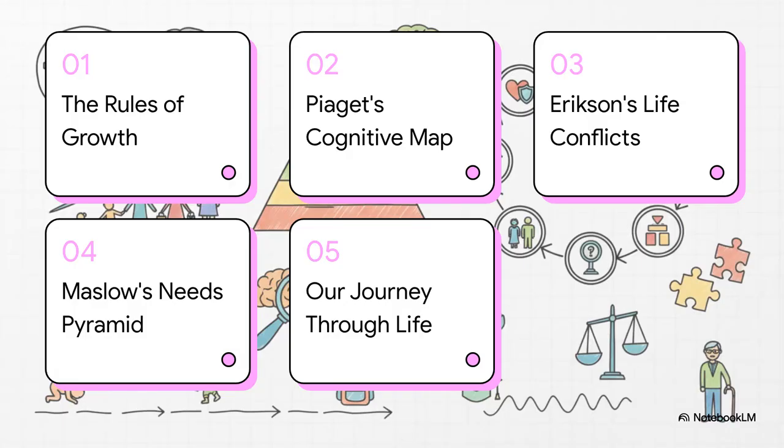Okay, so here's our game plan for the study session. First, we're going to cover the basic rules of how we grow. Then we'll dive deep into the big three theorists you have to know: Piaget, Erikson, and Maslow. And we'll wrap it all up by connecting these big ideas to the actual stages of life.